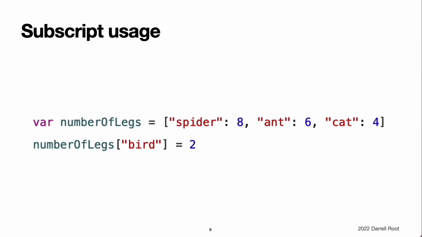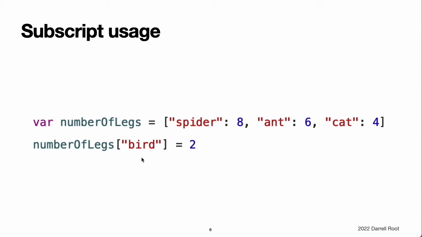Subscript usage. The exact meaning of subscript depends on the context in which it is used. Subscripts are typically used as a shortcut for accessing the member elements in a collection, list, or sequence. You are free to implement subscripts in the most appropriate way for your particular class or structure's functionality. For example, Swift's Dictionary type implements a subscript to set and retrieve the values stored in a Dictionary instance. You can set a value in a dictionary by providing a key of the dictionary's key type within subscript brackets and assigning a value of the dictionary's value type to the subscript.